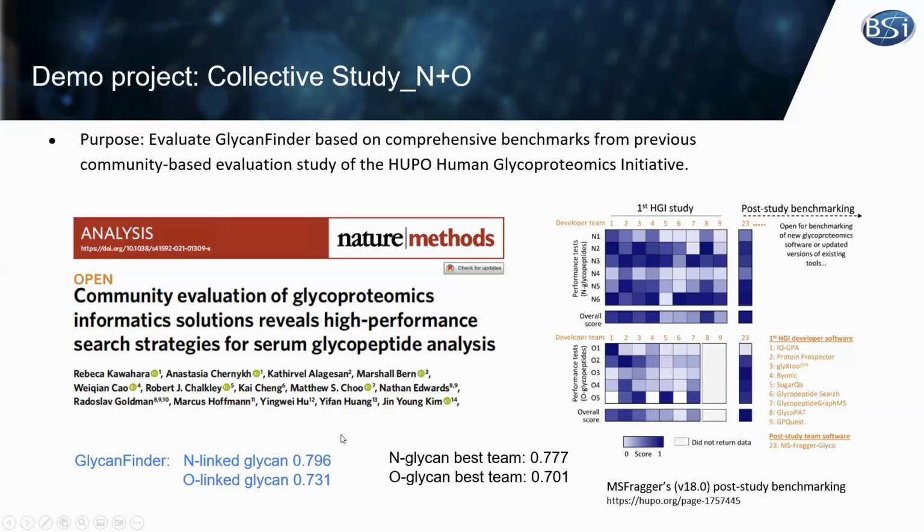And so shown at the bottom here, the score goes from 0 to 1, 1 being the highest score you can achieve. And so for N-link glycan analysis and O-link, here are scores from GlycanFinder, and they actually are slightly higher than the next best team, which was MSFragger, from the post-study benchmarking analysis.